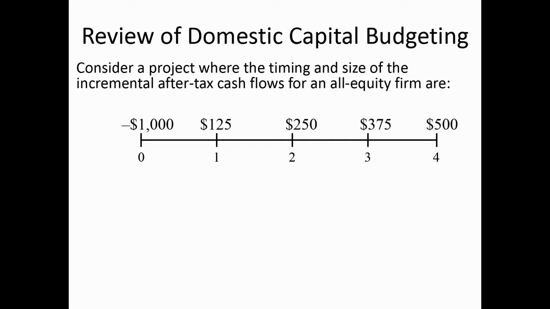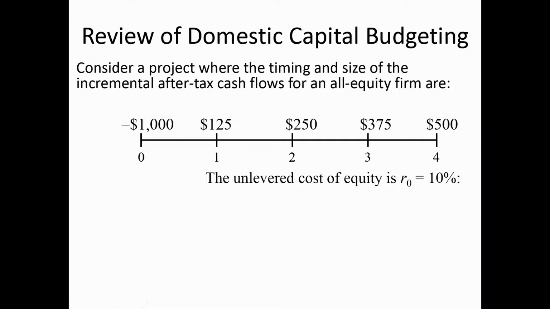All right, let's just get on to business. Here is a project, and this project costs us $1,000 upfront. In year 1, it gives me 125. In year 2, it gives me 250. Year 3, year 4, those are the cash flows.